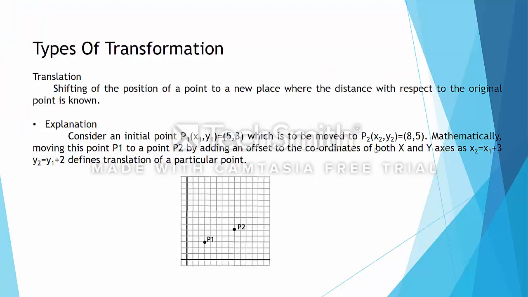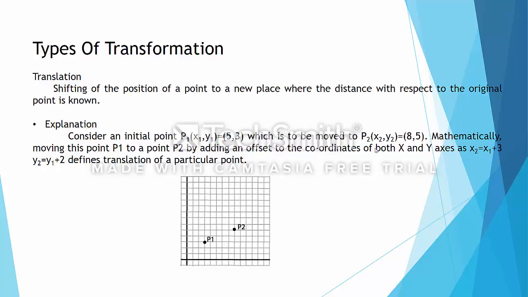Let us first talk about translation. Translation moves or parallel shifts an object from one position to another position on the display. In other words, it is the shifting of a point to some other point whose distance with regard to the present point is known. It is a simple operation that is easy to formulate mathematically.